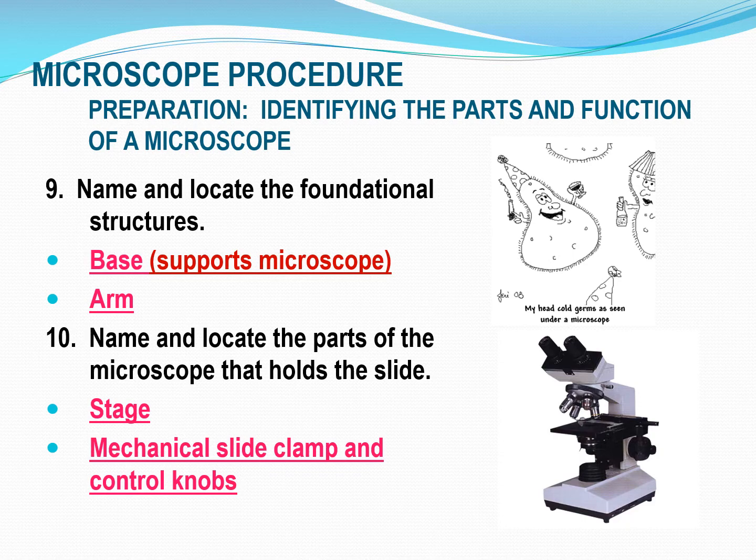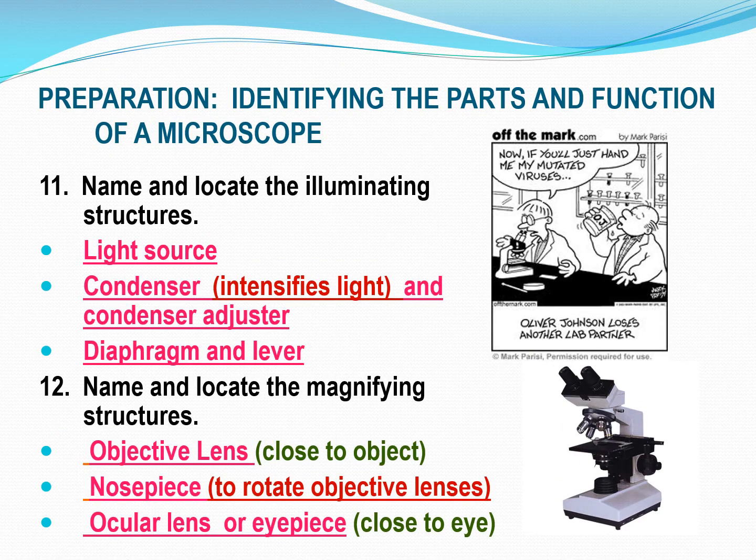So you have the base, and that's just the part that supports the microscope down at the bottom. Then you have an arm that comes up from that microscope, okay? And then we'll name and locate the parts of the microscope that hold the slide, okay? You have the stage, that big flat piece that sits on there, and then on top of the stage is the mechanical slide clamp and the control knobs that can move that stage from one side to the other, okay? And again, we will go over this in lab in more detail.